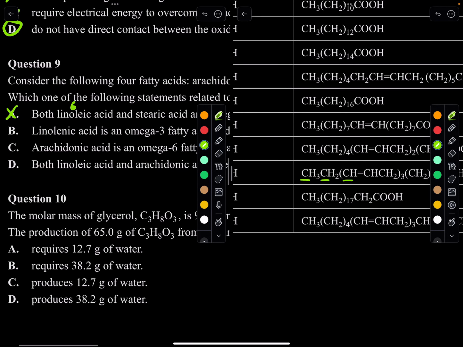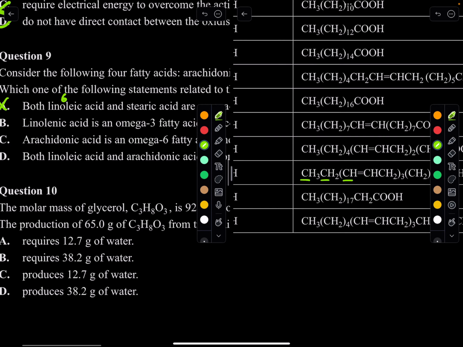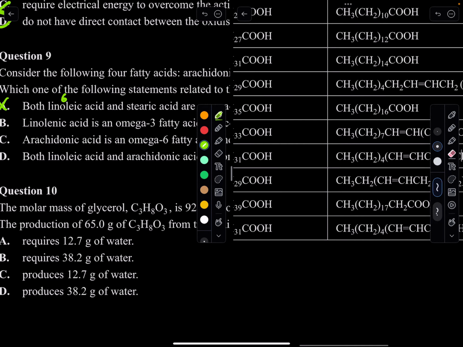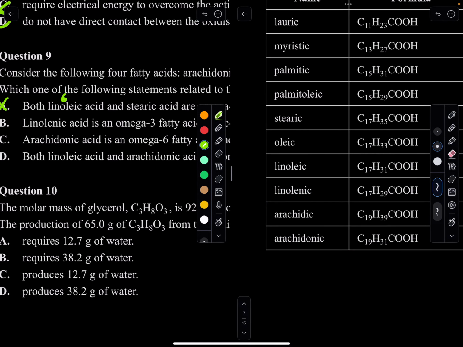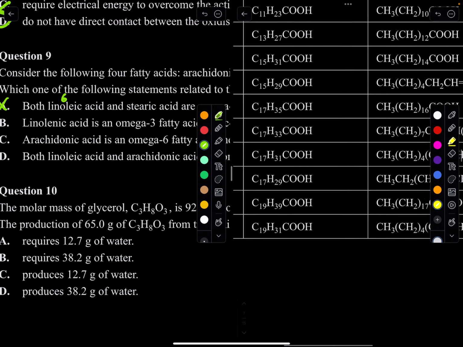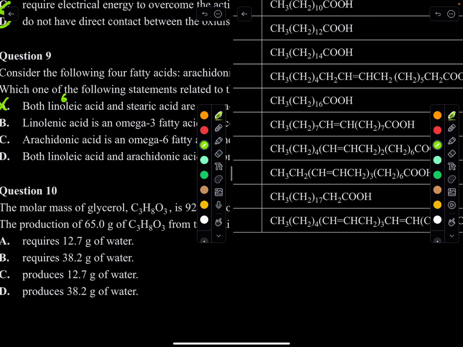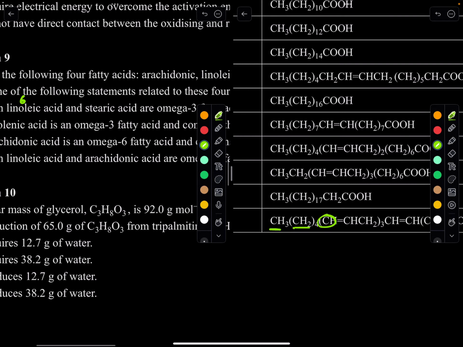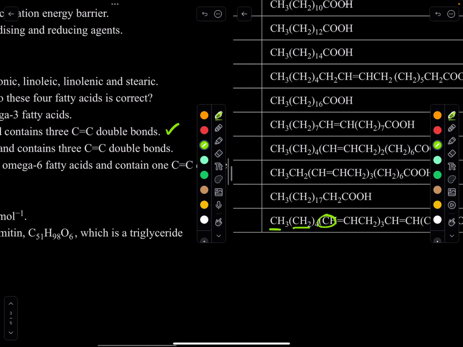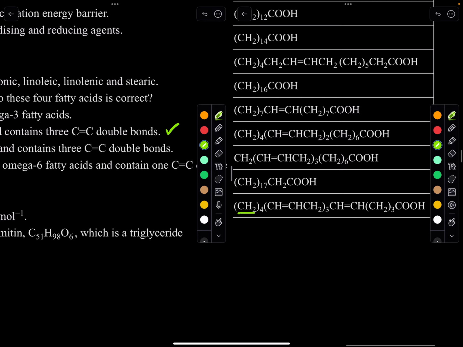Arachidonic acid is an omega-6 fatty acid. Let's just double check that. I'm going to rub these out. Which is here. So that's 1, that's 5, and then that's 6. So it is an omega-6, yep, fatty acid, and contains 3 carbon-to-carbon double bonds. Let's check if it does. We have 3 here, but we also have another one here. So it's actually 4 carbon-to-carbon double bonds. Yep, from what I'm seeing. Yep, 4. So that's wrong.